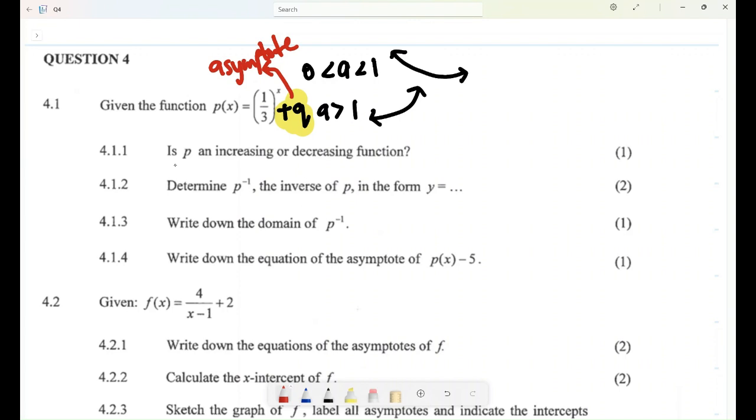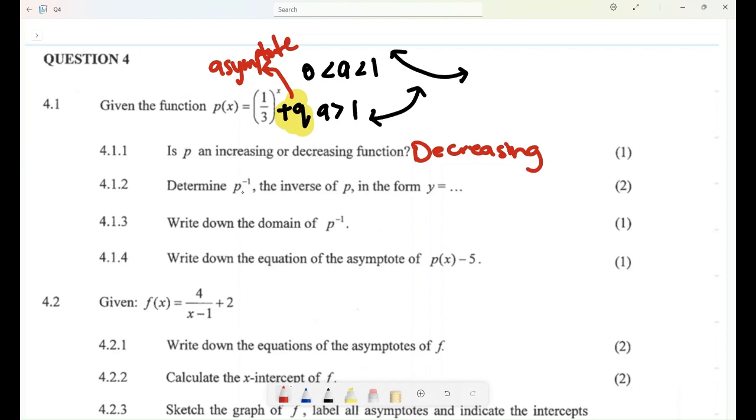Alright. Now, 4.1.1: is p an increasing or decreasing function? Now let's check. 1 over 3 is between this interval, right? You all agree. So we're gonna say it is decreasing, because it lies in the interval 0 and 1.